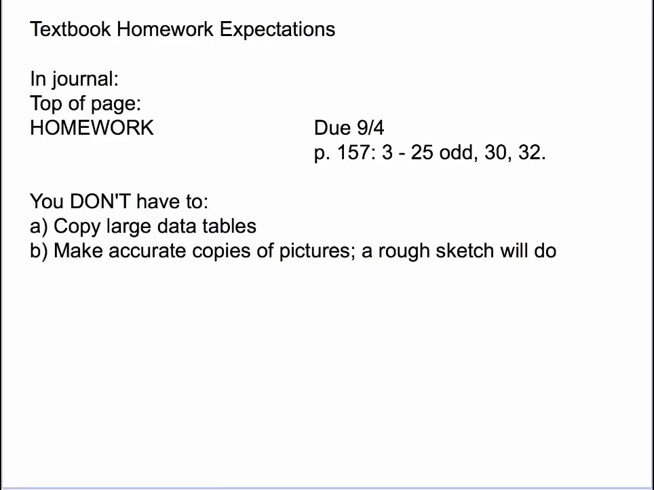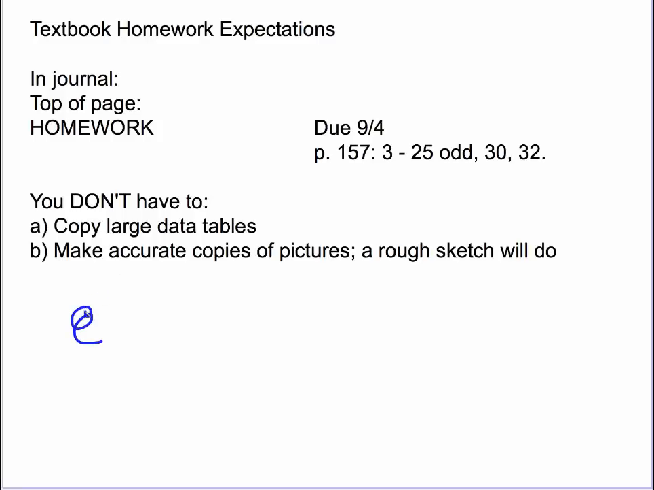Now, a couple of other things. Some of the problems that we're going to do may have a large data table, like with 15 or 20 numbers on it, or it might have some kind of a complicated picture or a photograph. Those are things that you do not need to copy. Those you can just reference the book. And if it's a picture, like a photograph or something, you can just try to reduce the picture to its bare bones, to what you need for a problem.